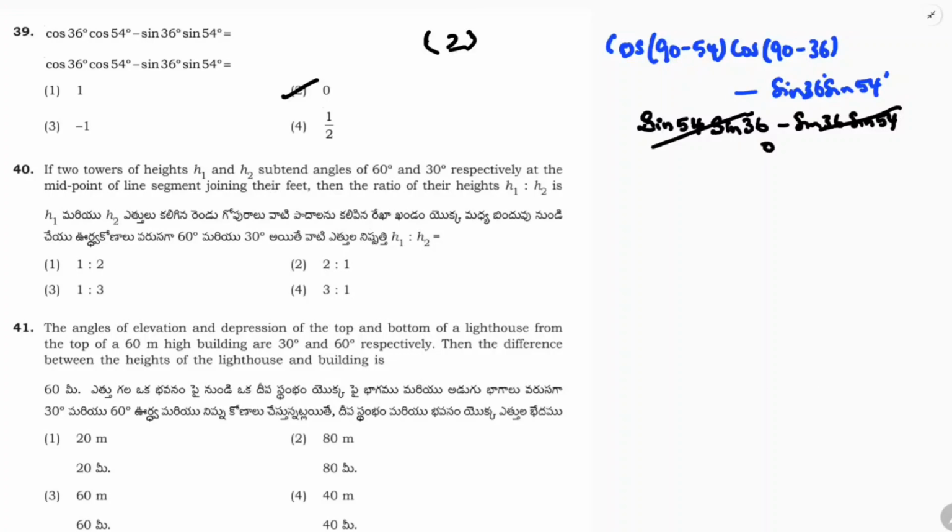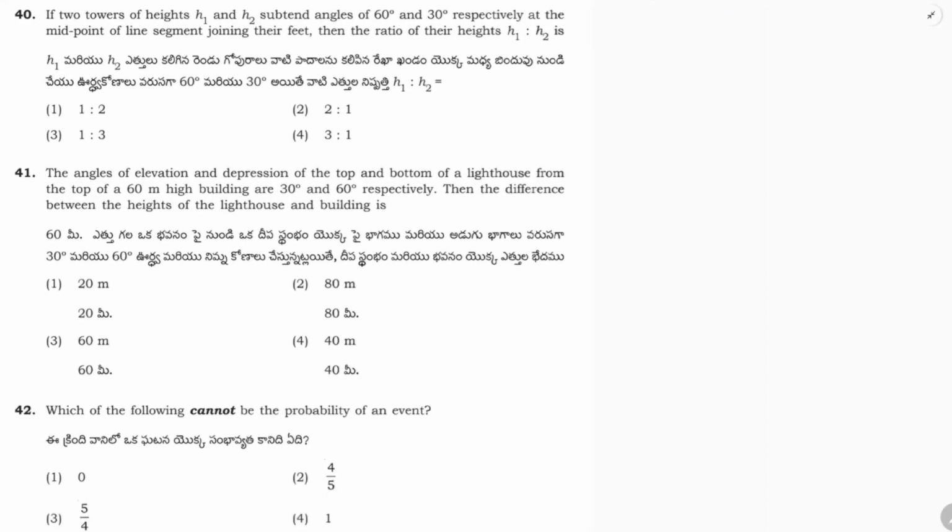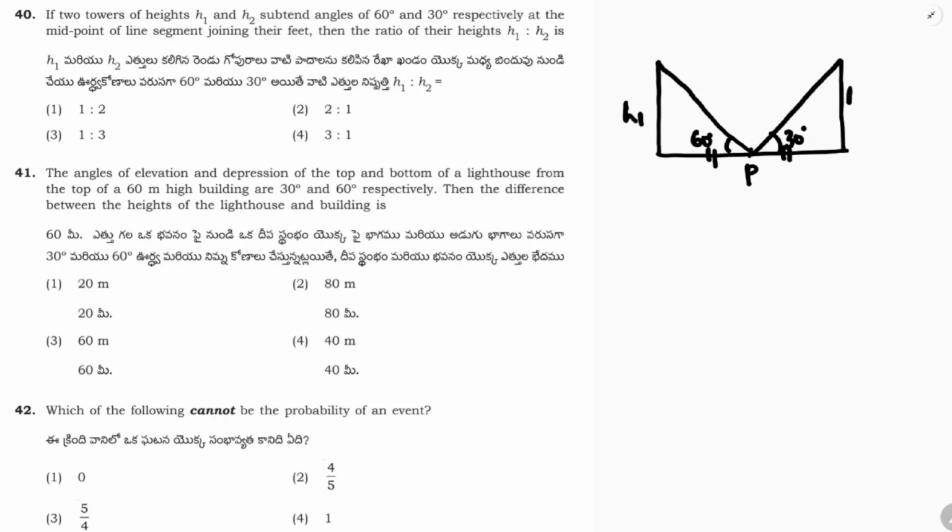Next one. If two towers of height h1 and h2 subtend angle 60 degrees and 30 degrees respectively at the midpoint of the line segment joining their feet. So two towers, and the joining of their feet is exactly the midpoint. One subtends an angle 60 degrees, the other one subtends an angle 30 degrees. The ratio of their heights h1 to h2.